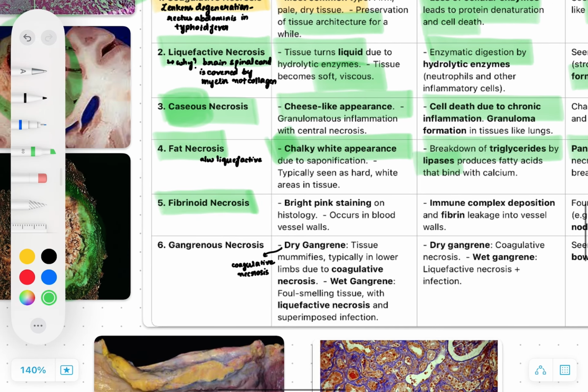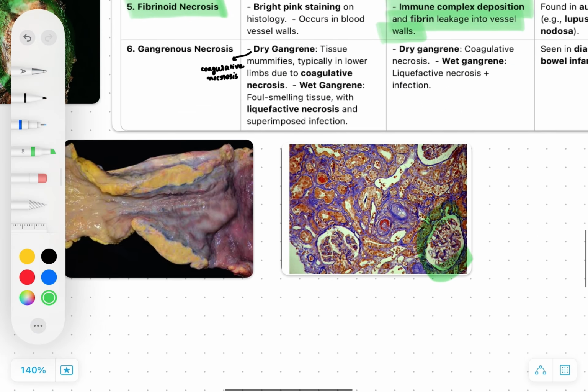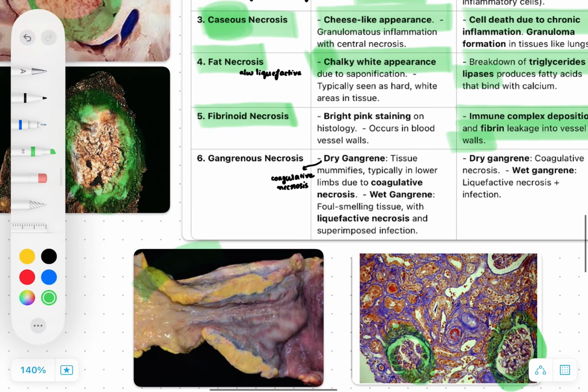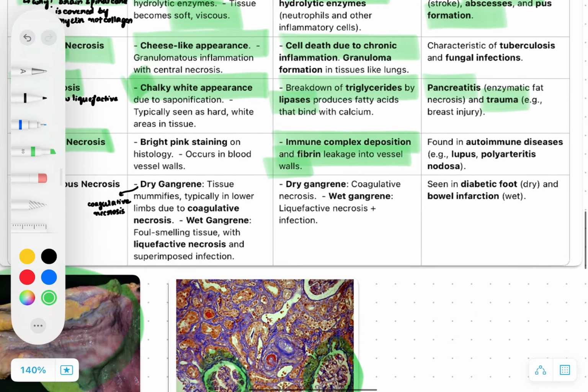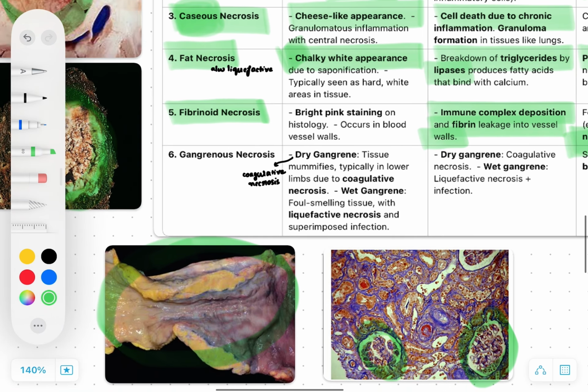Next is fibrinoid necrosis. It occurs due to immune complex deposition and fibrin leakage in the vessel walls, generally seen in the vessel walls. This is showing fibrinoid necrosis, and this is the fat necrosis. It occurs in polyarteritis nodosa, lupus and other autoimmune diseases.